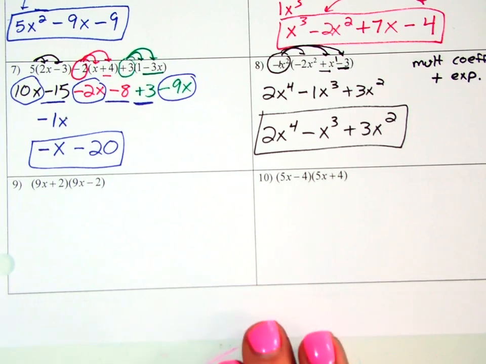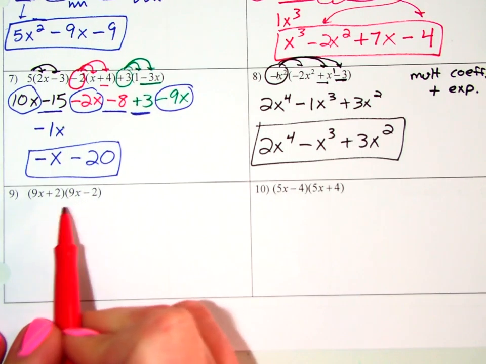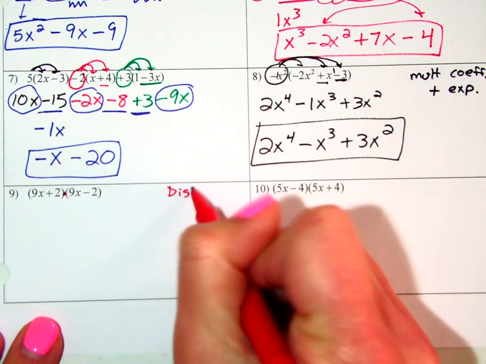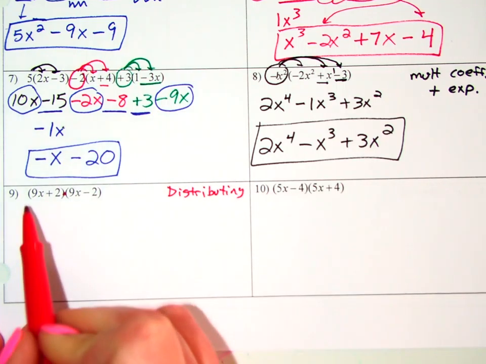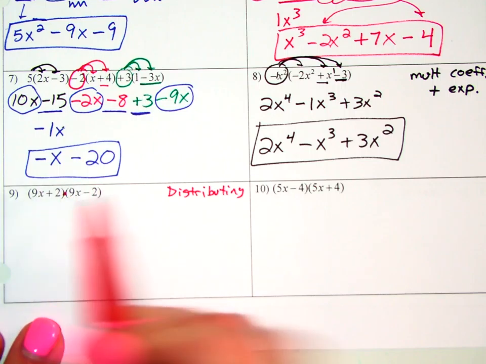All right, last two for the page. So now there's no addition or subtraction sign here, which means we're multiplying. And this specifically is distributing, right? Because there are multiple, this is like multiple distributions, right? We're distributing everything in the first parenthesis times everything in the second.